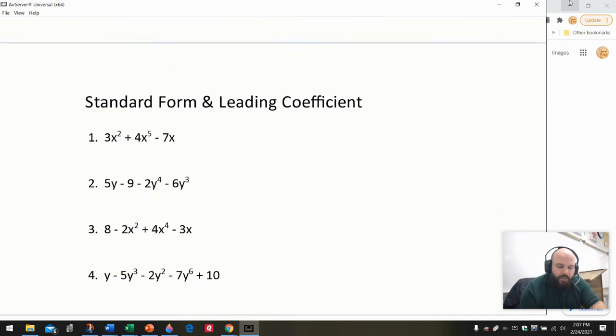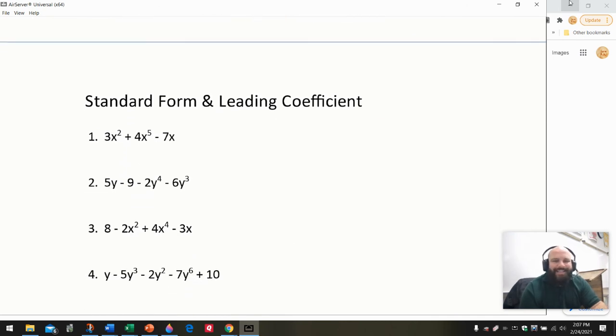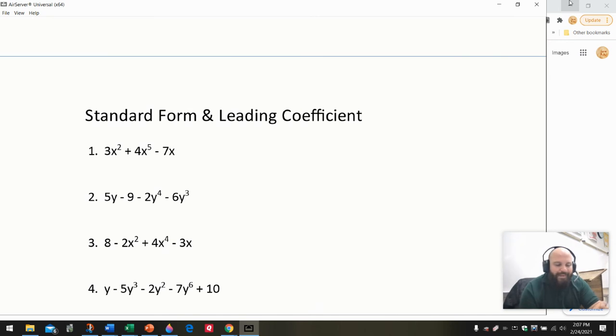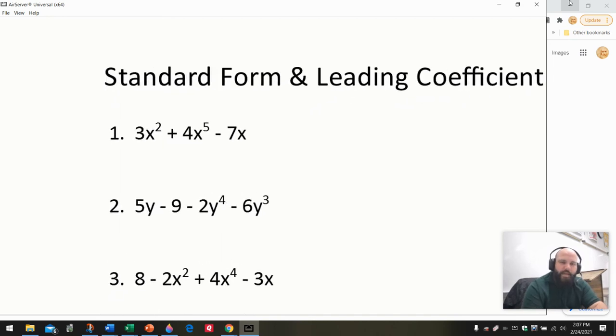All right, so this is what we're going to do. We are going to take these example problems, there's 4 of them, and we're going to put them into standard form, and then we're going to state the leading coefficient. So the first thing to do is to recognize what powers do we have here. We have second power, fifth power, and since there's nothing there, we know it's going to be the first power. So we do need to order those from greatest to least.